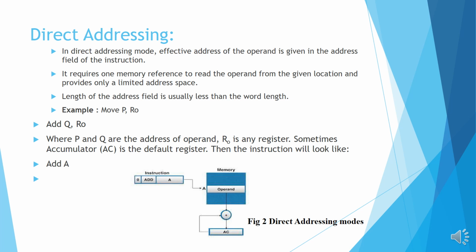For example, we are giving MOVE P, R0 and ADD Q, R0. Here P and Q are the addresses of the operands. R0 is any register. Sometimes the accumulator may be the default register. Then the instruction will look like ADD A, where ADD is the operation and the value at A is given as the operand. After that the result will be stored in the accumulator.